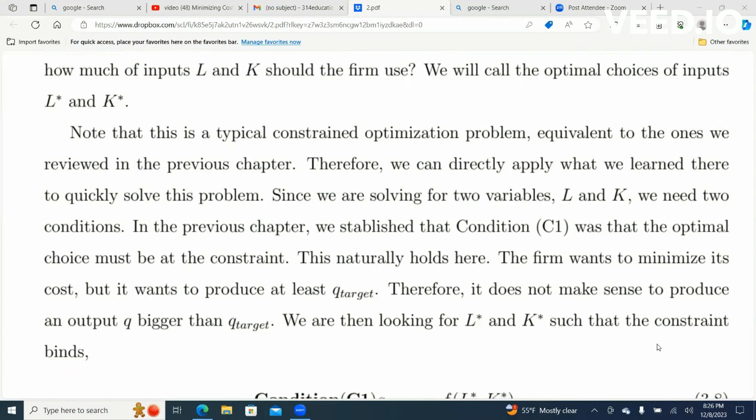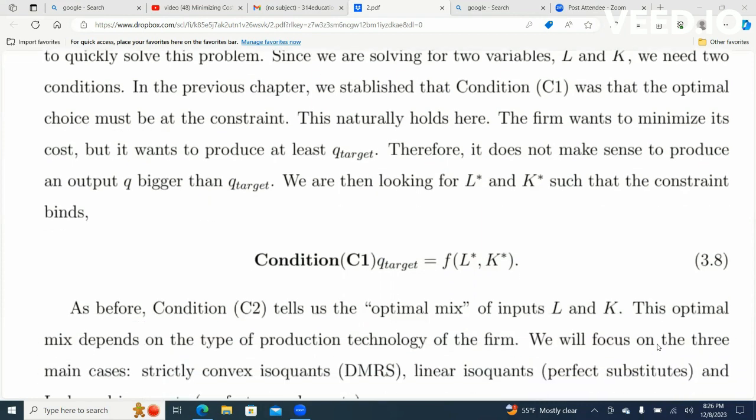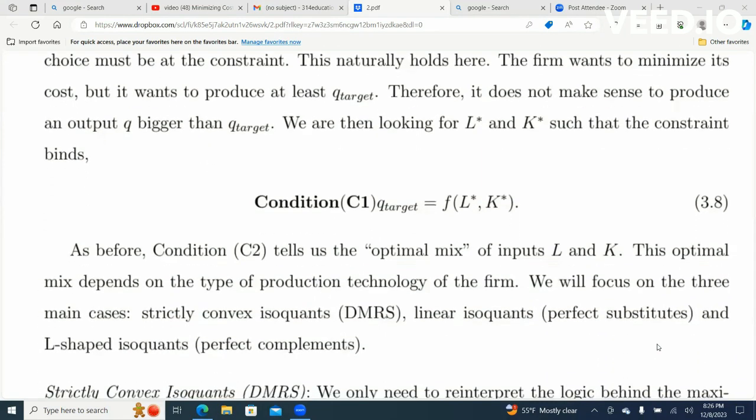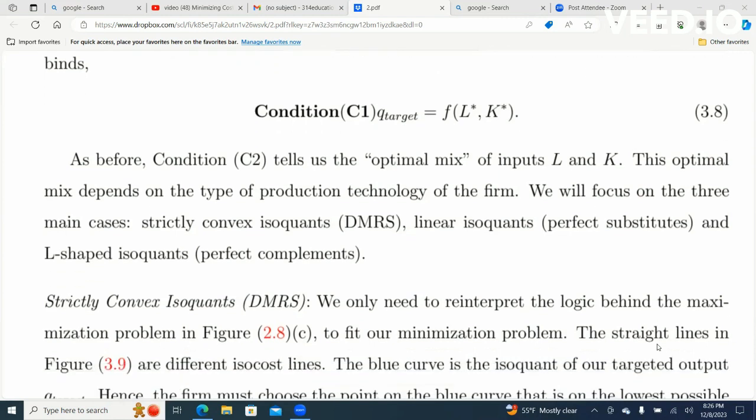So the first condition, as I think I said previously, we can kind of read through this, but this is condition one. It's not really a condition. It's just a statement that says we have a Q target, whatever it may be, and we want to find labor and capital, those two values that fit our Q target, our quantity target. Okay, so that one's just kind of obvious there.